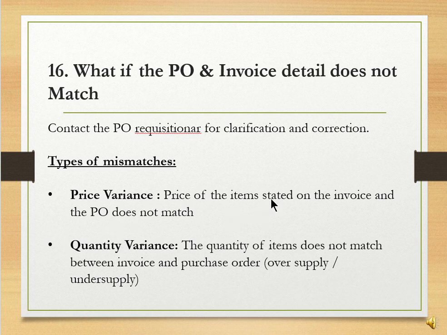So when there is a price variance, the price of the item stated on the invoice and the PO does not match, and when there is a quantity variance, the quantity of the items does not match between invoice and the purchase order. There could be oversupply or undersupply. In these scenarios we have to contact the PO requisitioner for correction, or if they are asking us to reject the invoice back to the vendor, we can very well reject it.